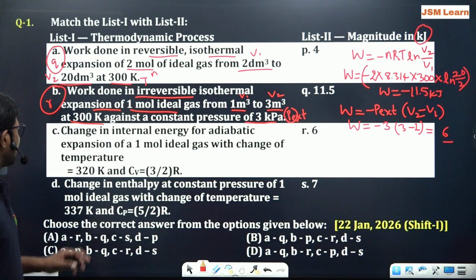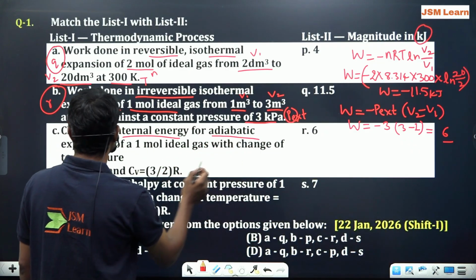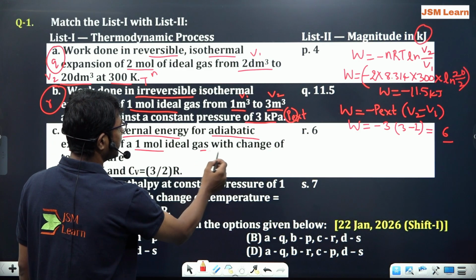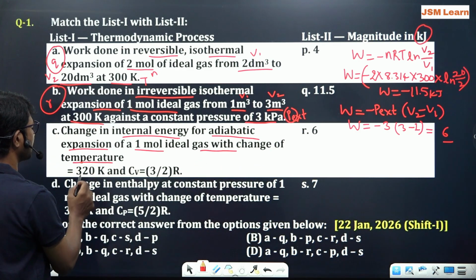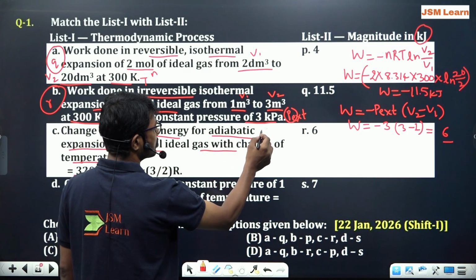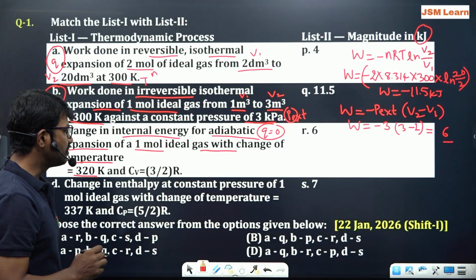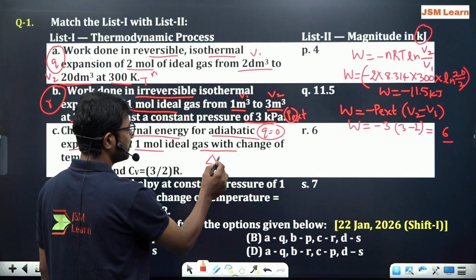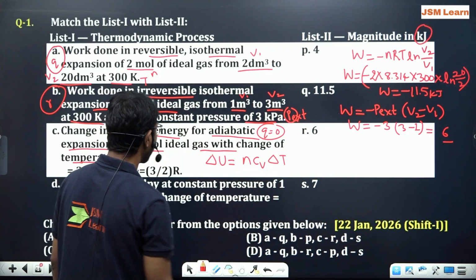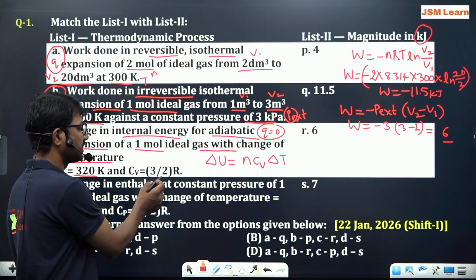Now, let us see the C case. Change in internal energy for adiabatic expansion of 1 mole of ideal gas with change of temperature, they have given here 320. So in case of adiabatic conditions, we know that Q will become 0. And here they are asking for change in internal energy. So the expression is: Delta U is equals to n Cv delta T. Now here we have the values: number of moles is 1, Cv value they have provided as 3 by 2 R.